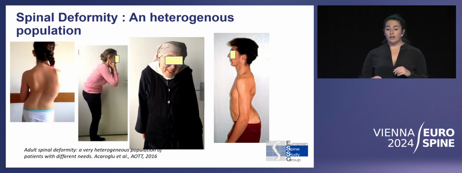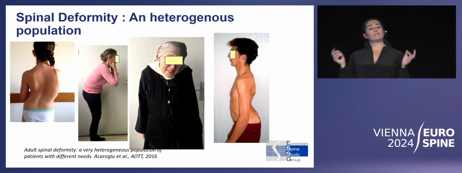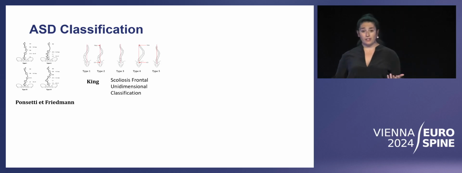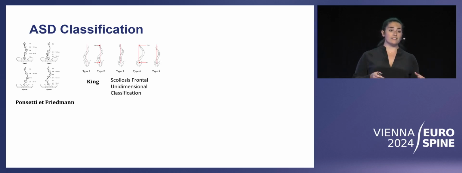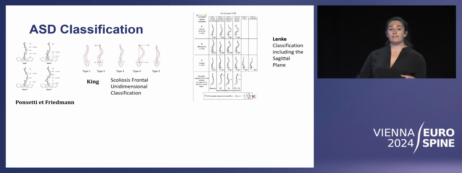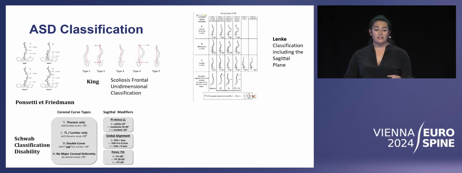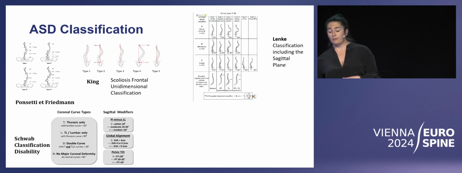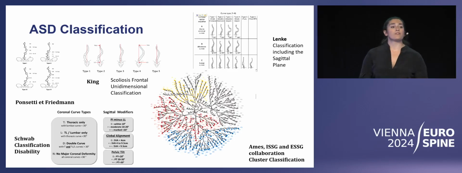So we have talked about clustering, and we go back to the fact that ASD is a very heterogeneous population, and the patients have very different characteristics. There have been a lot of classification attempts, starting from the classification based only on coronal alignment, later on the Lenke classification, sagittal parameters as well, and then the Schwab classification with the inclusion of disability parameters, and Dr. Ames was the first one to introduce the use of machine learning for patient clustering.